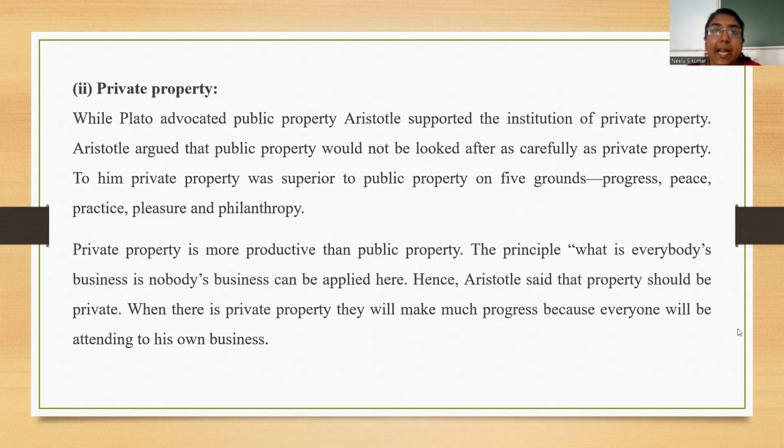Then let's see his idea about private property. That's his second idea. While Plato advocated public property, Aristotle supported the institution of private property. Aristotle argued that public property would not be looked after as carefully as private property. To him, private property was superior to public property on 5 grounds: progress, peace, practice, pleasure, and philanthropy.